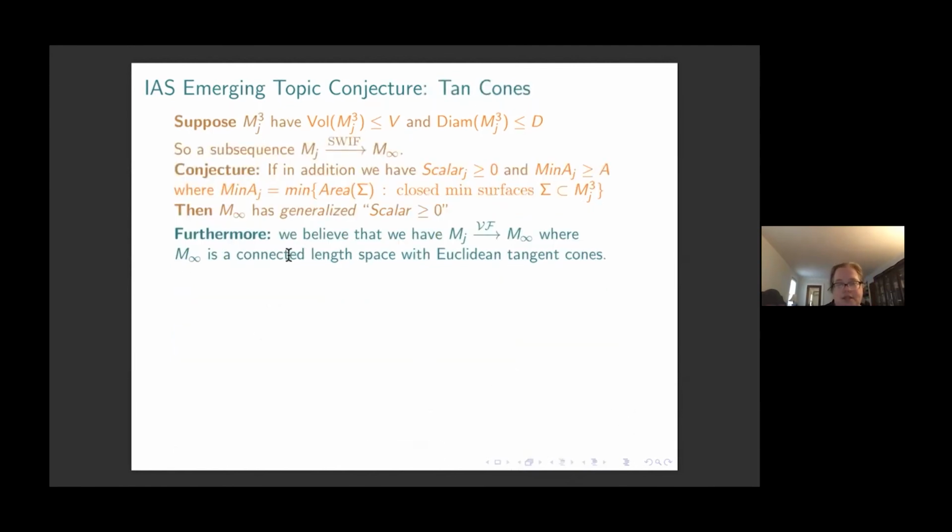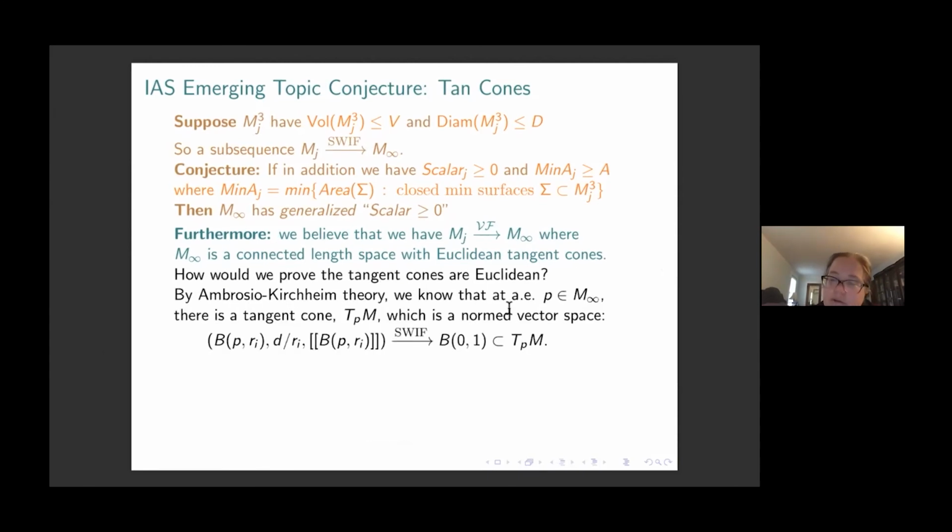All right. So I said connected length space we're hoping to do, and the outline on the last page was how maybe you could show it's a connected length space. It has geodesics between points. And now for the Euclidean tangent cones part. How would we prove the tangent cones are Euclidean?